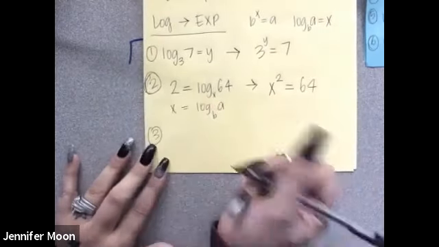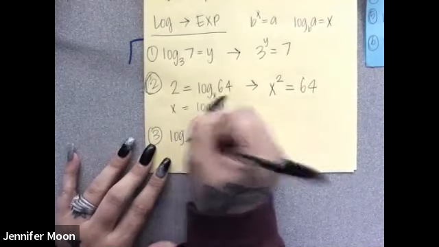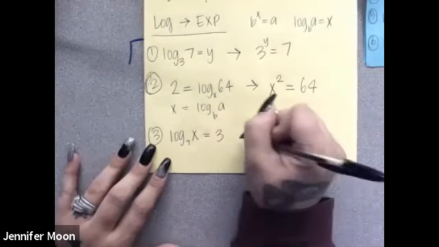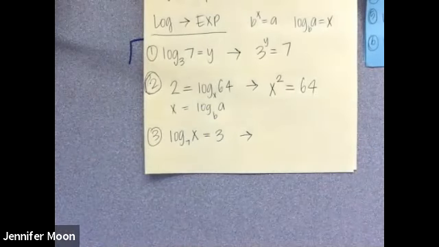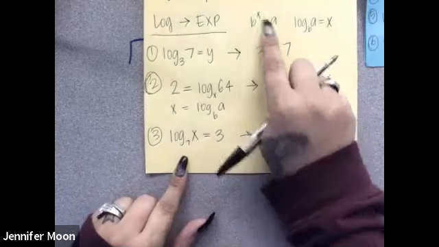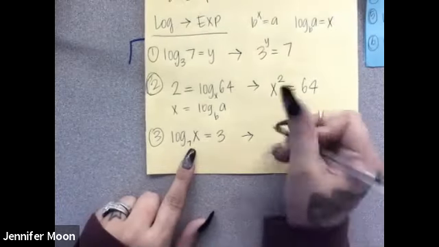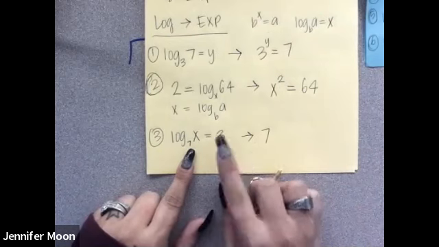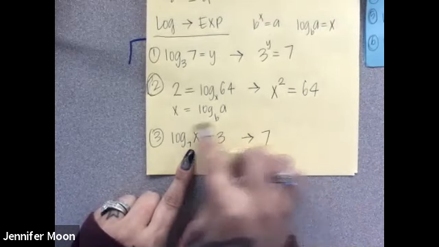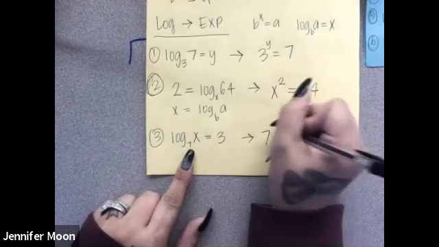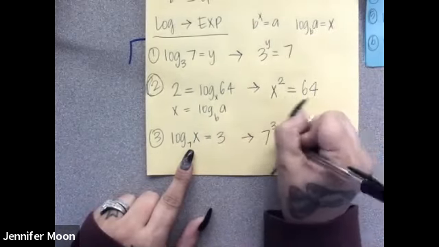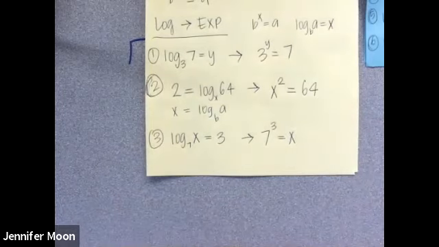Let's do this one. Log base 7 of x equals 3. Go into exponential form. Okay, so I need b to the x equals a. The base is my b, which is 7. And then the answer to a logarithmic problem in this form is the exponent, which is 3. And then my a is x.